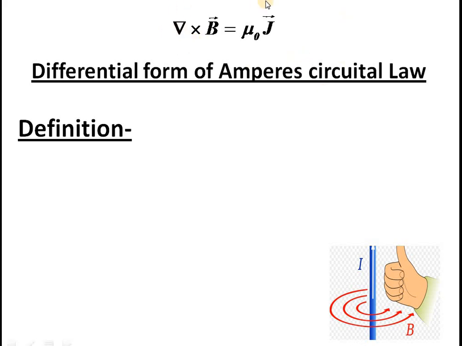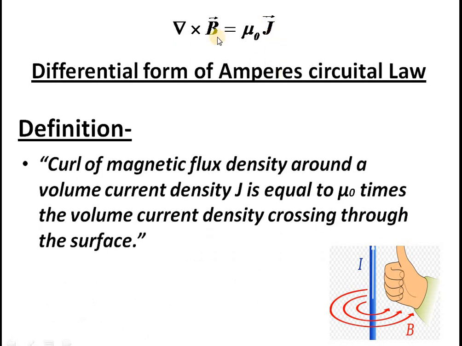So this is a mathematical form. We can define it in words like this: the curl of magnetic flux density around a volume current density J is equal to mu 0 times the volume current density crossing through the surface. If this is the J, you can replace I with J, as we have seen in the case of a space charge, volume charge.